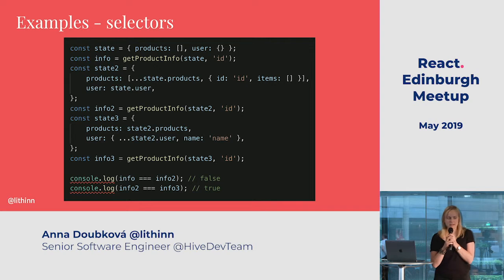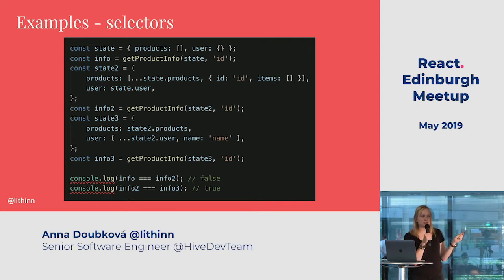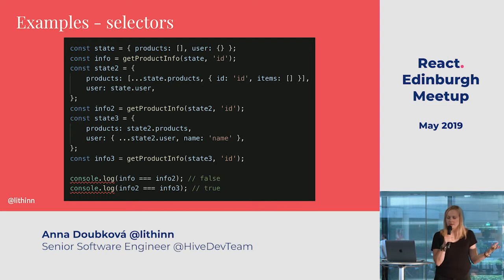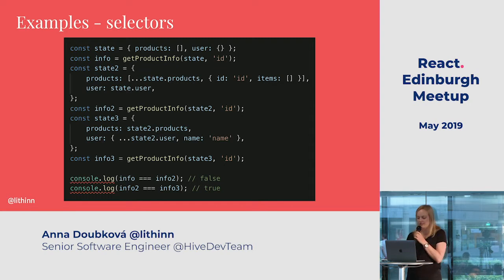As a simple example, I was hoping that I could point at things, but I can't actually do that here. On the first line, you can see that the state is just empty. And I will get info, and it will probably give me an empty object. And then I update the state with new products, and I get info again with the new updated state. And it will give me a different info, because obviously the products have changed. But the third time around, I'm just changing something in the user, and our product info does not care about anything in the user. So actually, info 2 and info 3 are exactly the same object, so no re-rendering happens. So memoization of your selectors is great, super useful.